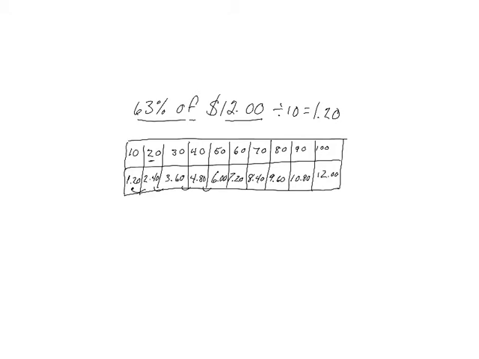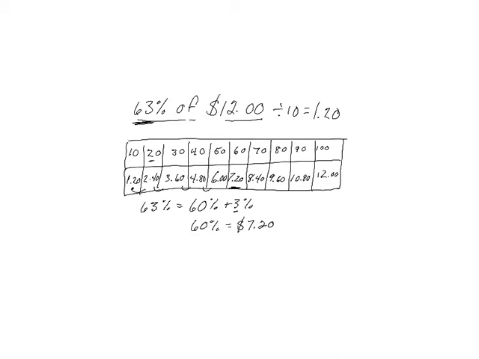Okay, so 63, first thing we need to do is look at 63. 63% is actually made up of 60% plus 3%. Okay, so it's going to help to break that up. So first of all, 60%, this is where our table comes in. 60% of $12 is, as we can see here, $7.20. Okay, so now we have to work out what is this 3%.